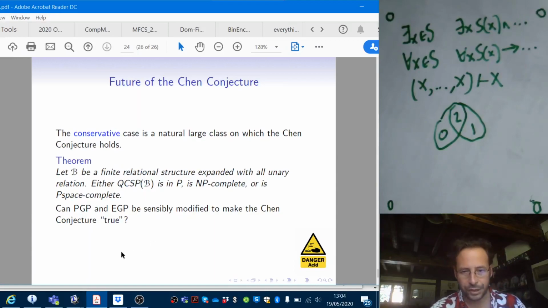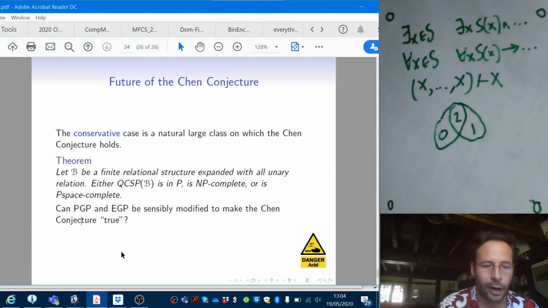So the big open question is, is there any future in the Chen conjecture if we could modify it in the right way? So if we change the definition of PGP and EGP to something suitable, would it then make the Chen conjecture true?